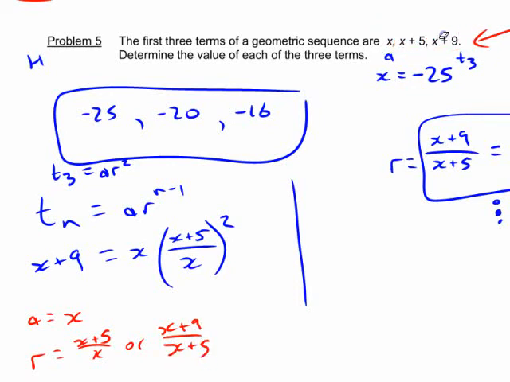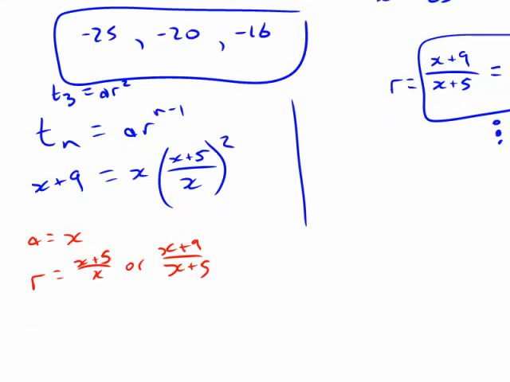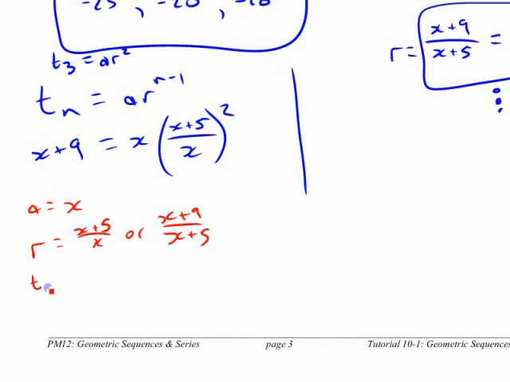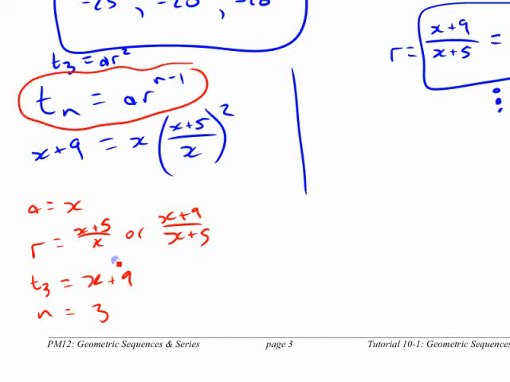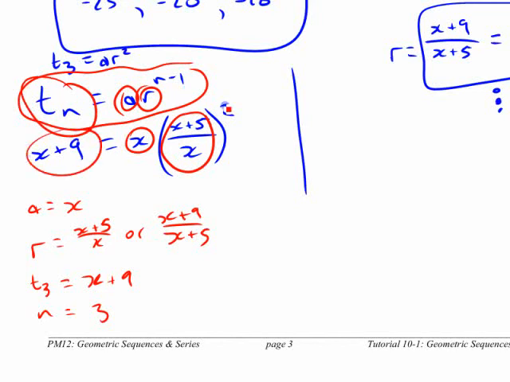How many terms are there here? If term 3 is X plus 9, in that case N is 3. So some of you filled out this formula. You worked from that and said, well, the first term is X. The ratio is X plus 5 over X. Term 3 is X plus 9, and this is 3 minus 1, it's 2.